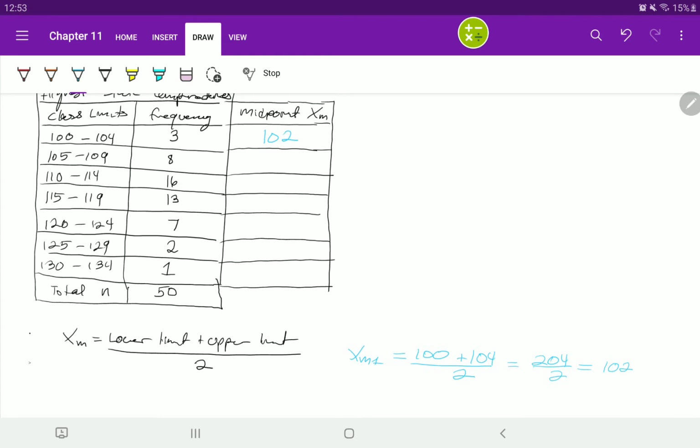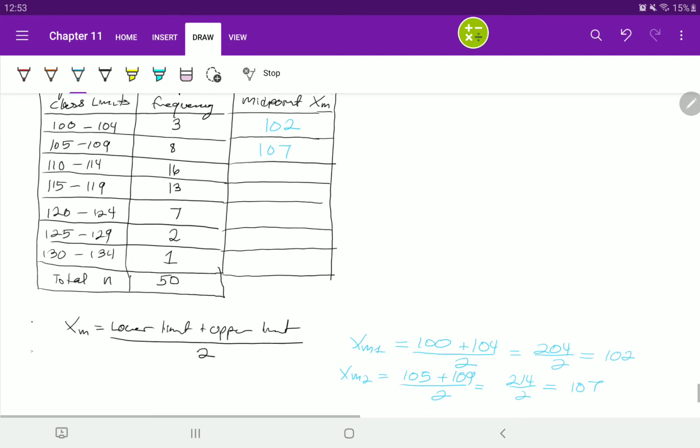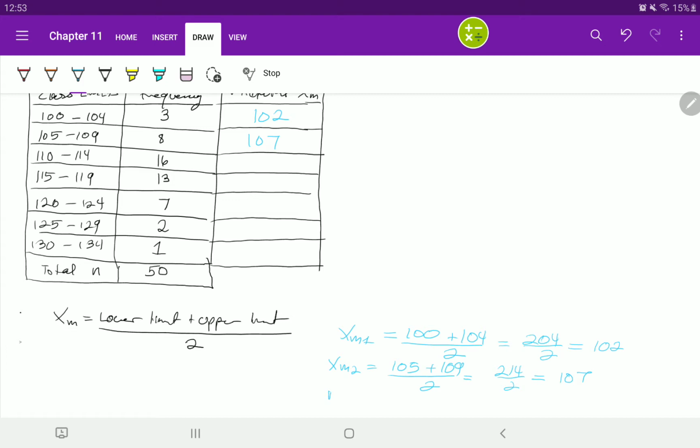You're going to do the same thing for the next class. 105 plus 109 divided by 2. 214 divided by 2 is 107. I'll do it for one more class, and then I will show you the pattern. The midpoint for class 3. 110 plus 114 divided by 2. 224 divided by 2 is 112.